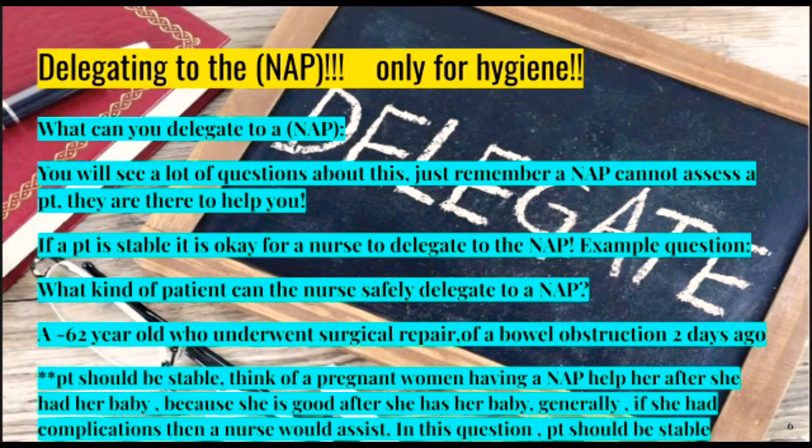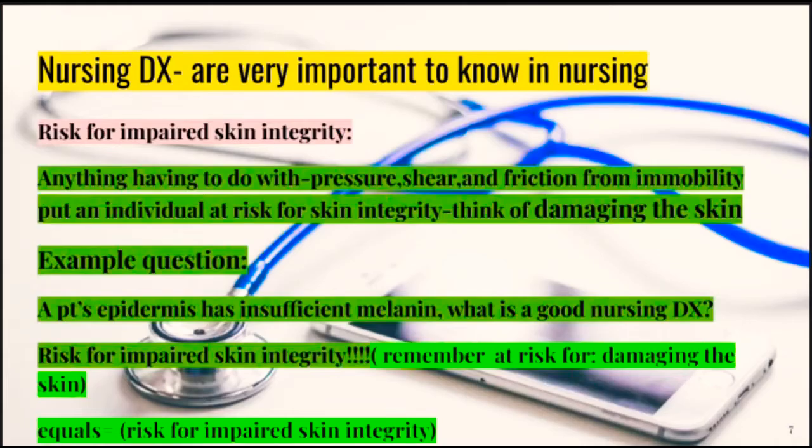Alrighty, let's continue. Nursing diagnoses are very important to know in nursing. As stated prior, risk for impaired skin integrity: anything having to do with pressure, shear, or friction from immobility puts an individual at risk for skin integrity. Think of damaging the skin. An example question would be: a patient's epidermis has insufficient melanin. What is a good nursing diagnosis? Risk for impaired skin integrity.